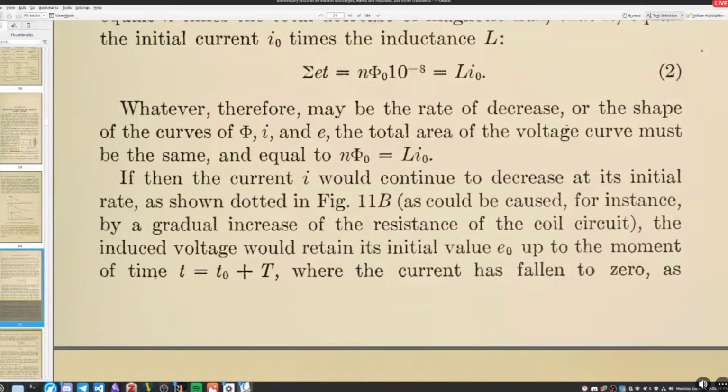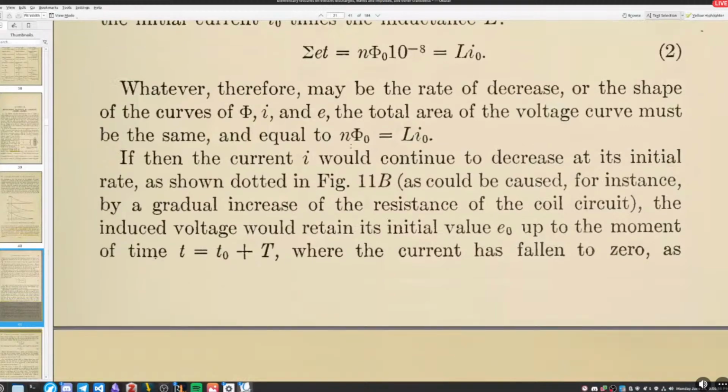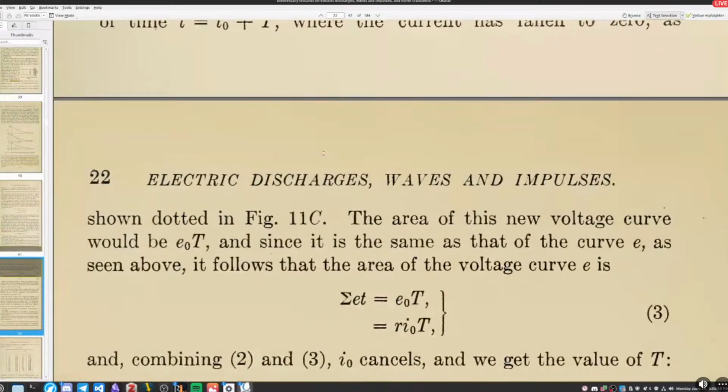So if the current i would continue to decrease at its initial rate as shown dotted in figure 11b, as could be caused, for instance, by a gradual increase of the resistance of the coil circuit, the induced voltage would retain its initial value E naught up to the moment of time t equals t naught plus T, where the current has fallen to zero as shown dotted in figure 11c.